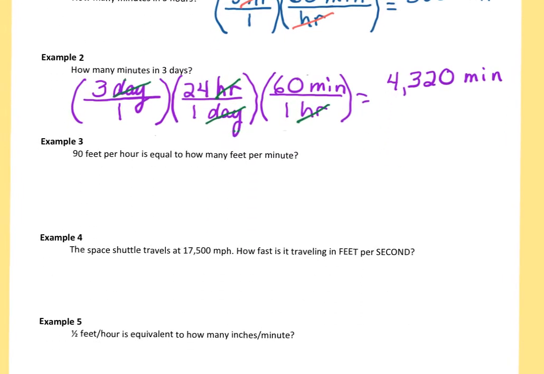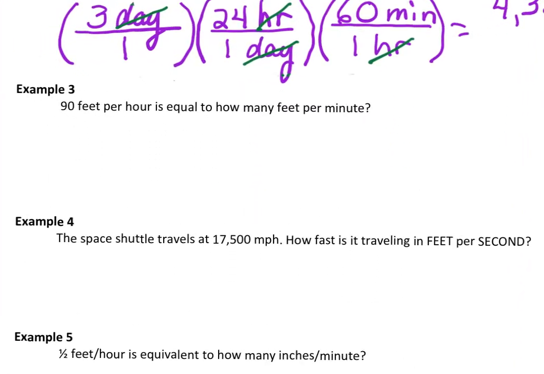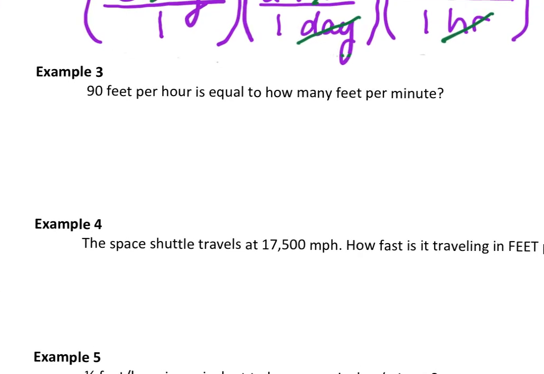Let's look at example 3. And I'm going to make this a little bit bigger here. All right, 90 feet per hour is equal to how many feet per minute? The first thing we need to notice is that our units are a little bit different now. This is feet per hour. Remember, the per means division, so we're talking about feet per hour. And we want to know how many feet per minute it is equal to.